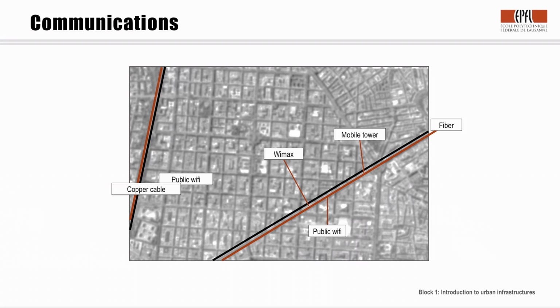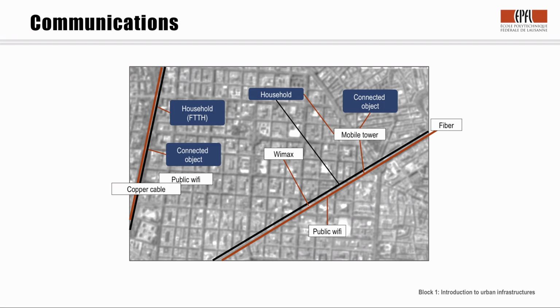Now, the new infrastructure, telecommunications infrastructure that is replacing the copper cables is the fiber. And the fiber is put in along big alleys, and then it is connected either to households or to mobile towers, to Wi-Fi stations, to WiMAX stations, and offered as public or private Wi-Fi.